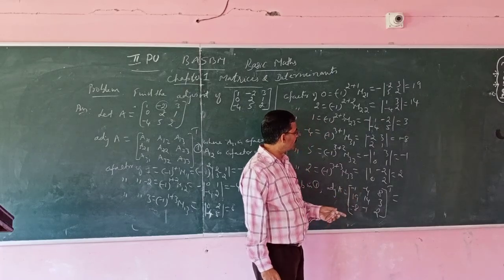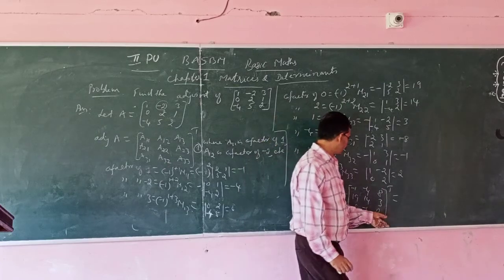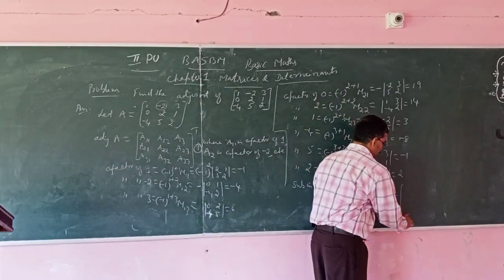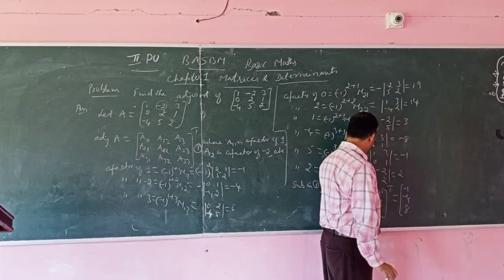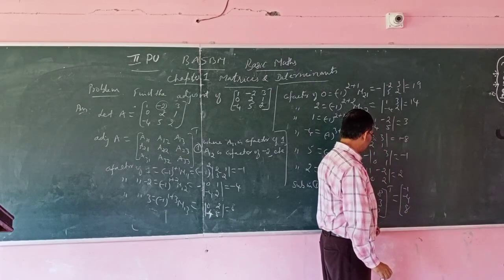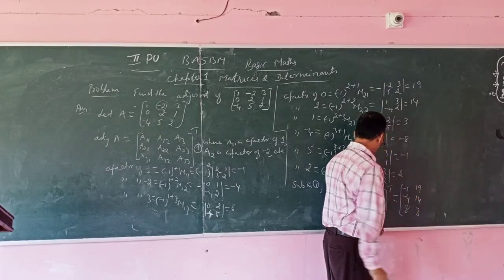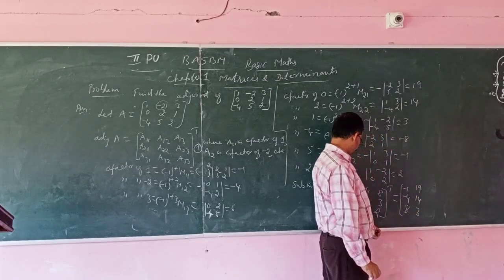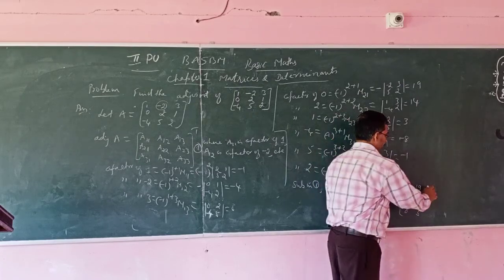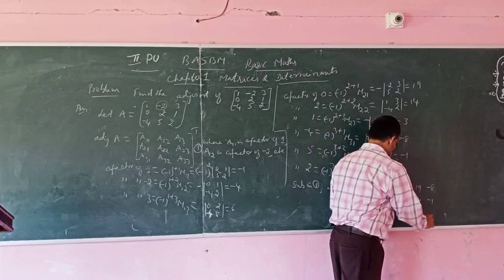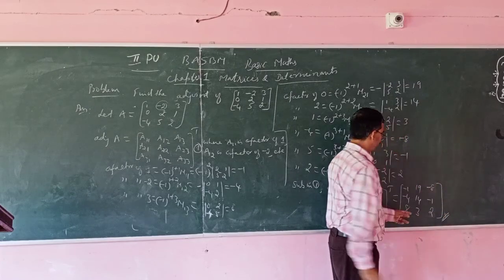So that is nothing but -1, -4, 8 as the first column, 19, 14, 3 as the second column. First row will become first column, second row will become second column, third row will become third column, and -8, -1, 2. This is the adjoint of the given matrix.